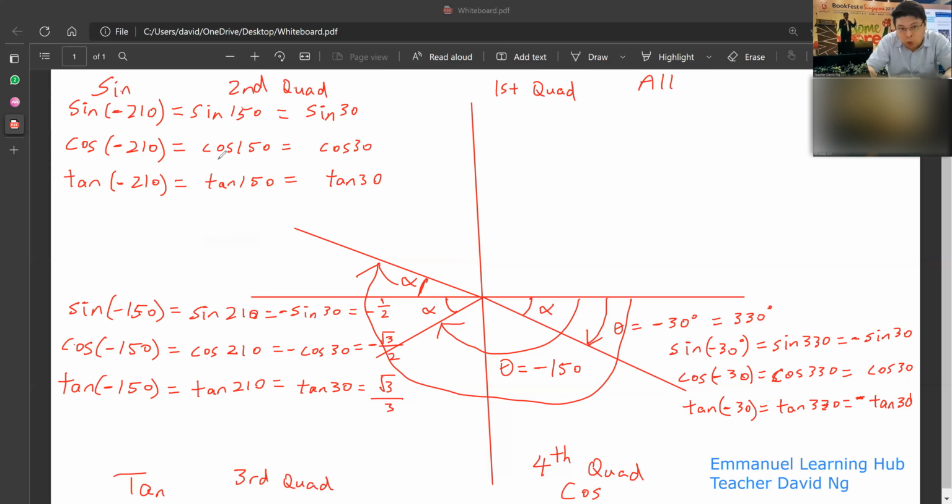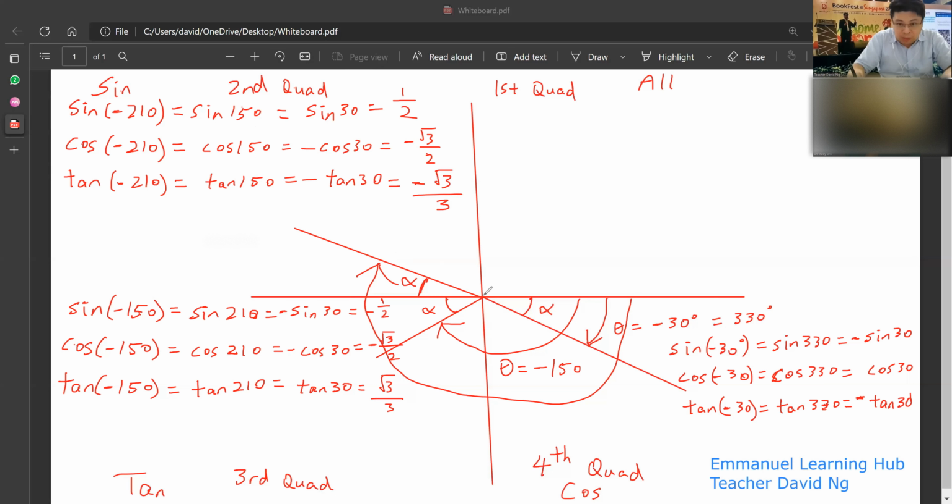Then you have to identify which quadrant. 150 degrees is which quadrant? Second quadrant. In the second quadrant only, sine is positive. So the other two are negative. So sine 30 is half. Negative cosine 30 is negative root 3 over 2. This is negative root 3 over 3. Okay?